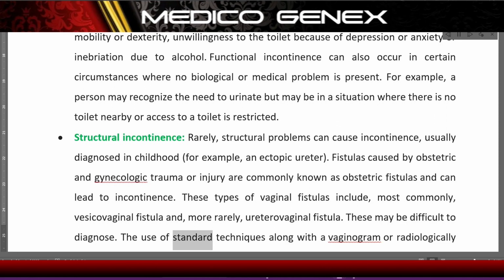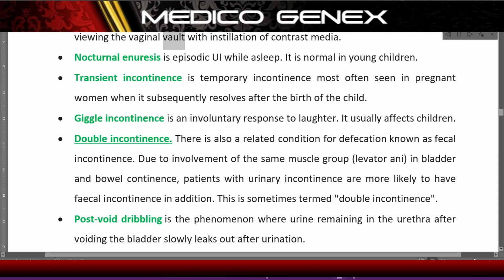The use of standard techniques along with a vaginogram, or radiologically viewing the vaginal vault with installation of contrast media. Nocturnal enuresis is episodic UI while asleep. It is normal in young children. Transient incontinence is temporary incontinence most often seen in pregnant women, which subsequently resolves after the birth of the child. Giggle incontinence is an involuntary response to laughter.